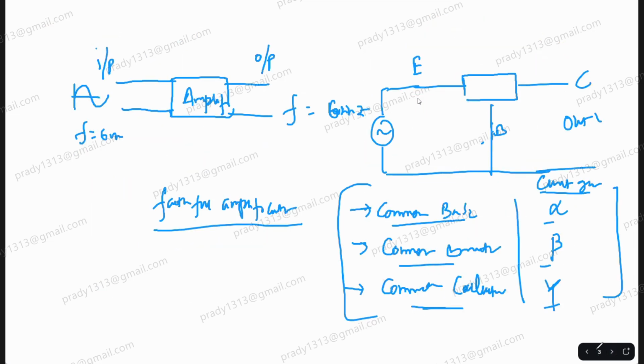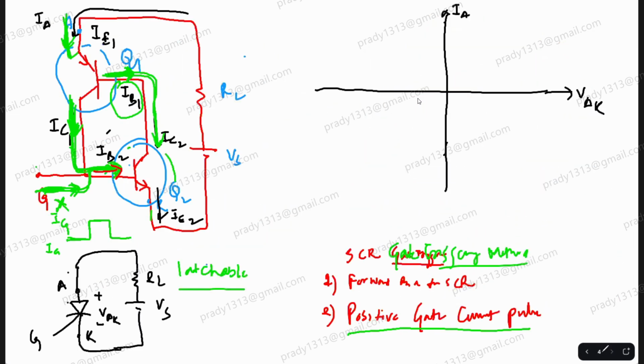So if you need a minimum base current, can I say you need some minimum anode current for conduction to begin? Yes, because this base current is coming from here only. So the anode current must cross some minimum value before the SCR gets latched or starts conducting. This minimum anode current is called latching current. Okay, so we'll draw the graph now.